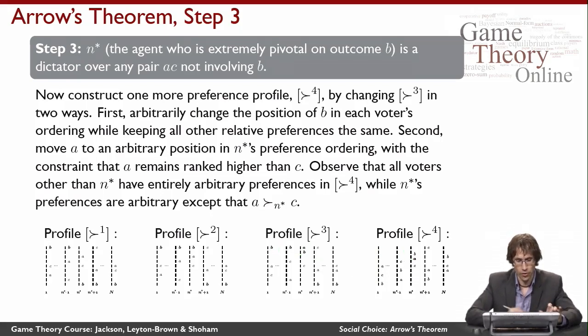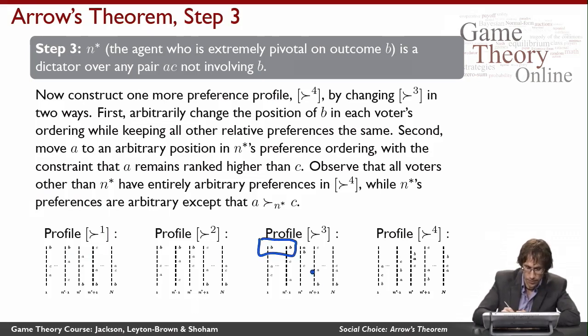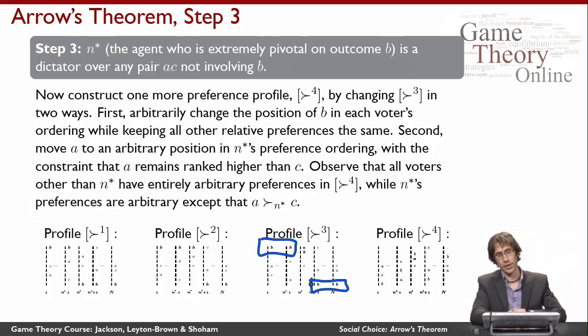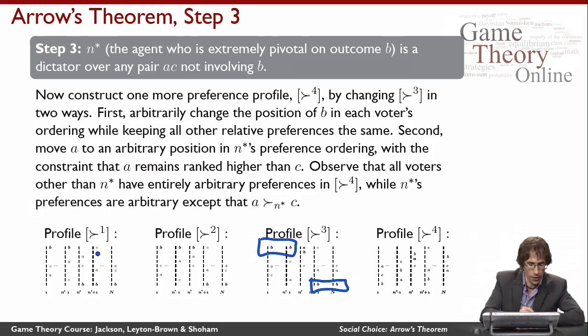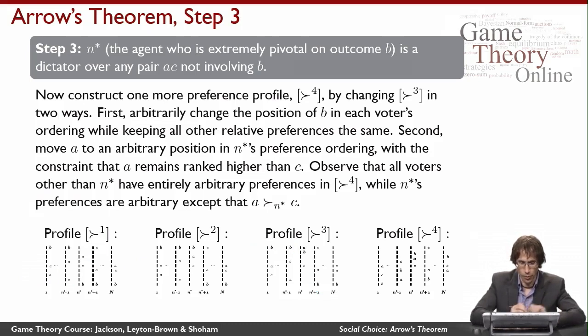And what I want you to observe now is that all voters other than n star at this point have completely arbitrary preferences, because the only things that we had assumed about those voters ever before was the position of the Bs. Those are the only things that we had in bold in those figures, because that's all we assumed. All this other stuff here is just completely arbitrary. Furthermore, n star also has arbitrary preferences, except for the fact that A is preferred by n star to C.